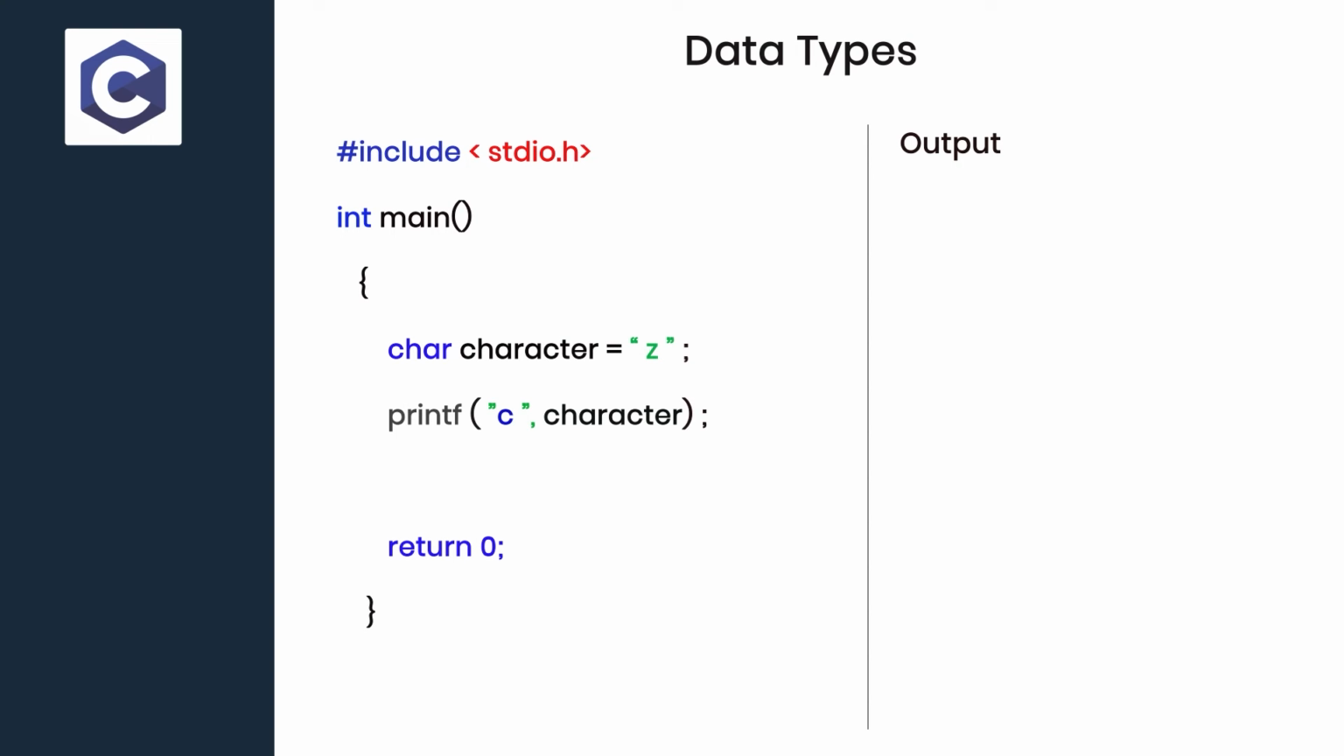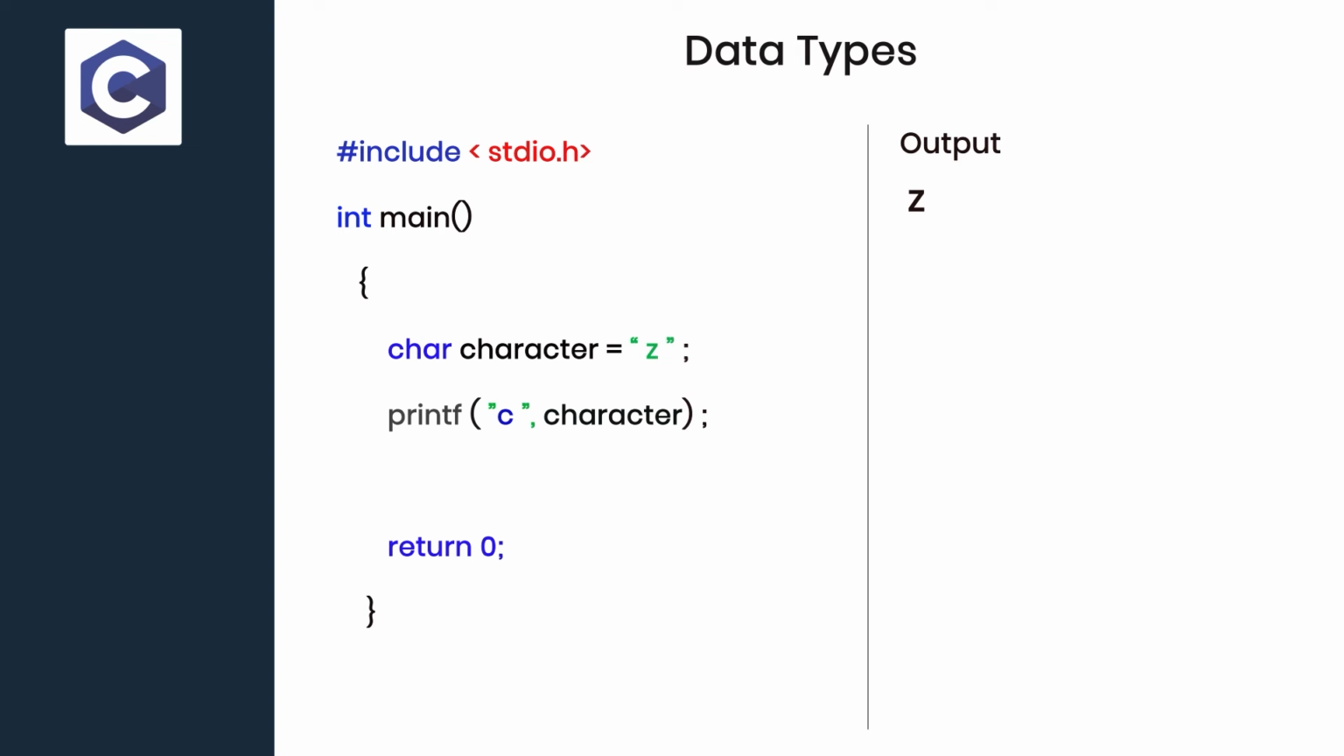Now let's talk about character type data. We use the char keyword to represent character type data, and to print them we use the %c format specifier. Let me give you an example. Here character is a char variable and I have assigned the character 'z' to this variable, and notice we have used single quotes for character data. And also notice I have used the %c format specifier for the char variable. When I run the code, I'll get the character as an output.